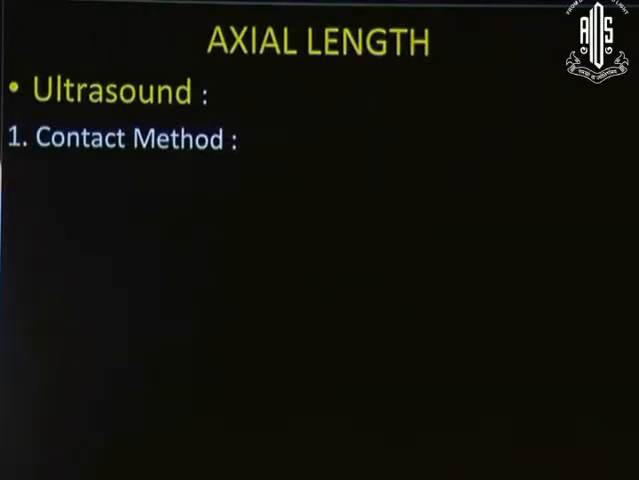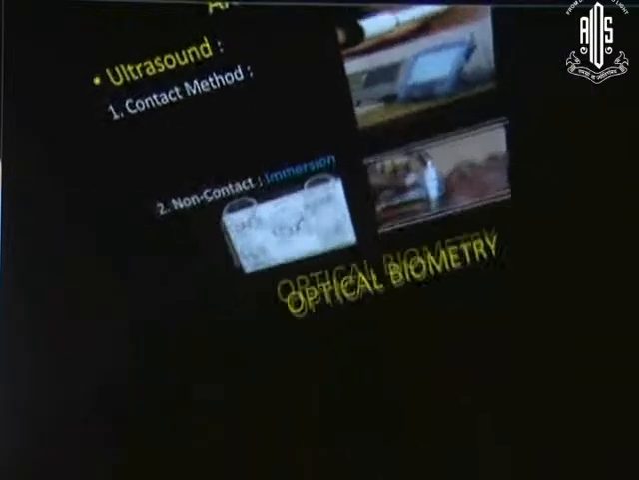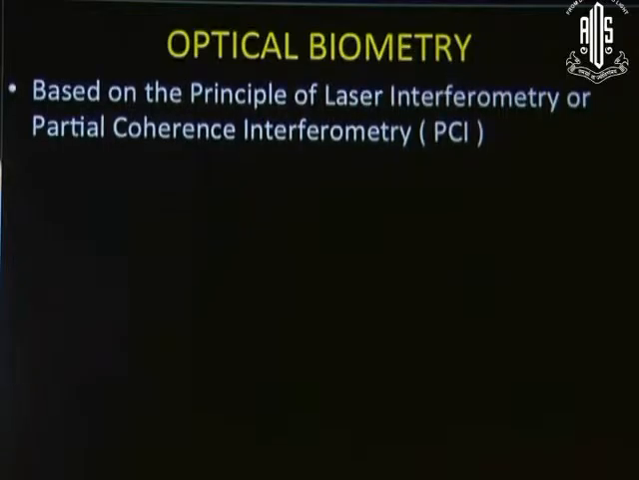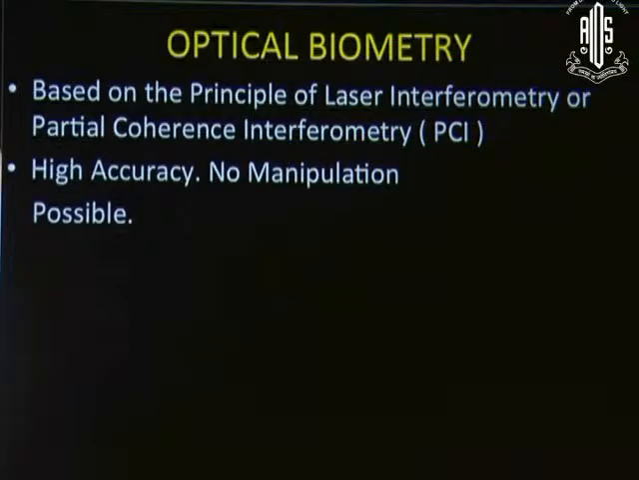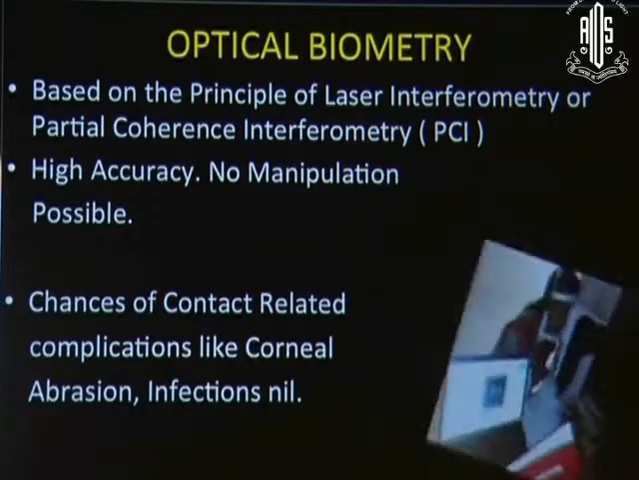The axial length, of course, again is the most important, and has gone through a revolution today, from the contact methods which were being used in the past, to the non-contact immersion, which is quite accurate and has come in, and the optical biometry. The optical biometry is something that we have to spend a little time on, and this is based on the principle of laser interferometry or the partial coherence interferometry. Highly accurate, no manipulation is possible, and the chances of contact-related complications are minimal.